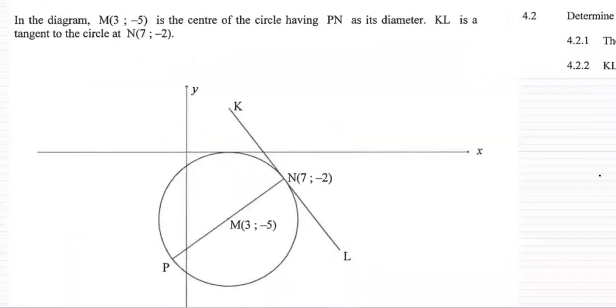M is written on the diagram as the midpoint, the center of the circle, and N is given, which is a tangent to the circle. Having PN as the diameter, so this is the diameter, and KL is the tangent to that circle.